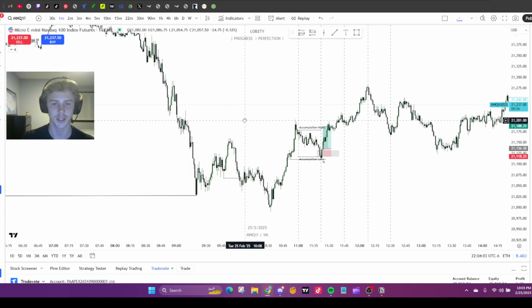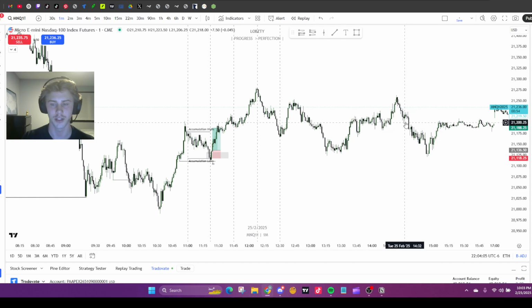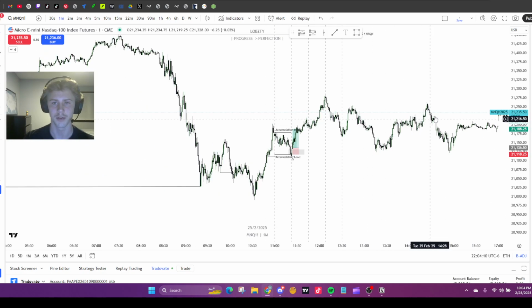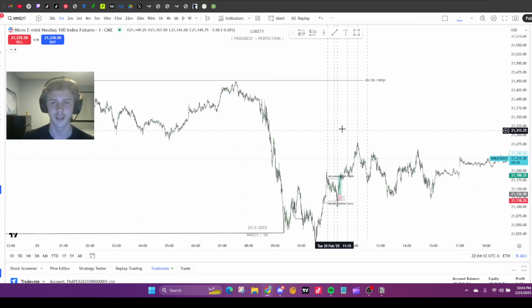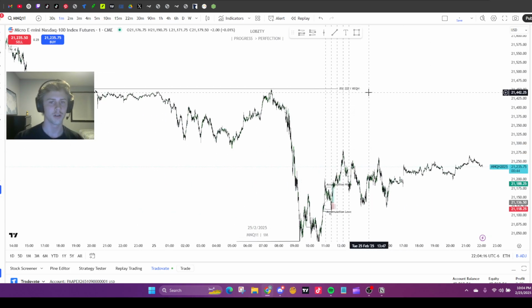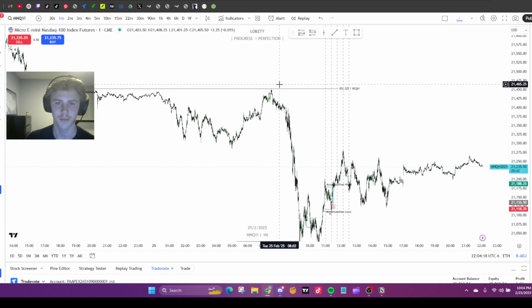Those were the only three plays that I was actually looking at today. I don't really trade PM, so I don't know if there's anything past that, but I'm not really interested in that. But you can see that this draw still has not hit. So I'm definitely looking for that tomorrow.